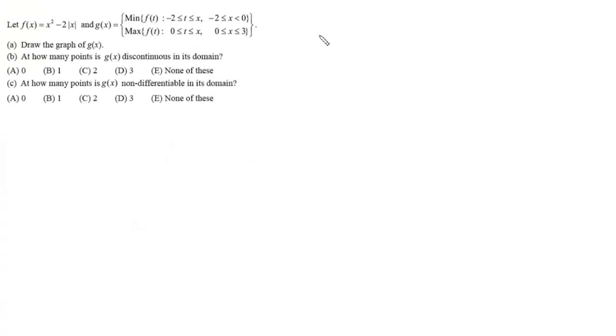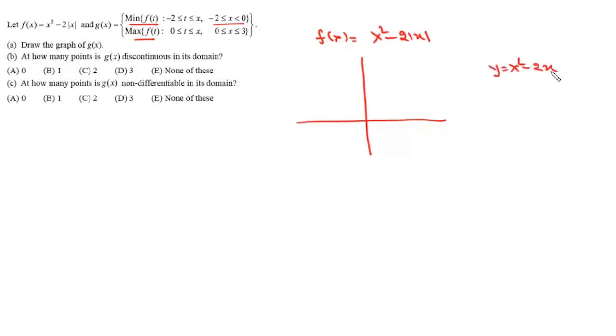Now here we are given this function f(x), which is defined as x square minus 2 mod x. Now g(x) is defined as the minimum of f(x) in minus 2 to 0 and the maximum of f(x) from 0 to 3. Now we'll draw this graph, and for this we'll start with the graph of y equals x square minus 2x. Now the graph for this function is, roots are 0 and 2, and this is 1, and at 1 this value is minus 1.